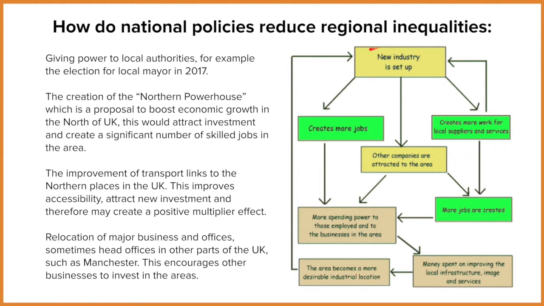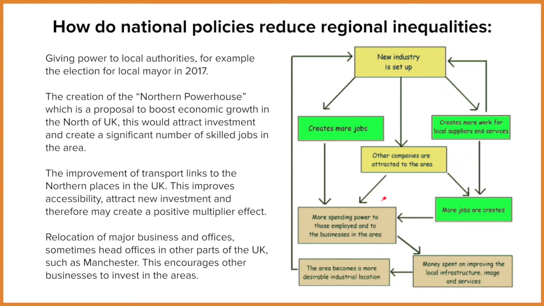So if we use the northeast of England, we're going to use Sunderland with Nissan. So Nissan set up in Washington. It created jobs for an area that was seeing high levels of unemployment because of the lack of available industry, because coal mining and shipbuilding had both declined over the last 20 years, and the government encouraged Nissan to set up in that area. It created more jobs, which allowed the local economy to flourish because there was more spending power.